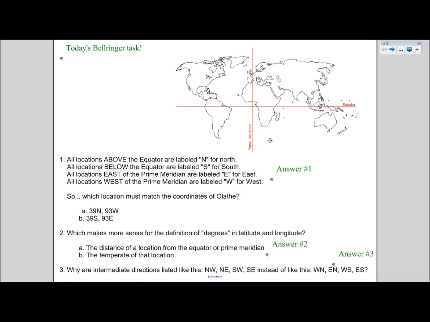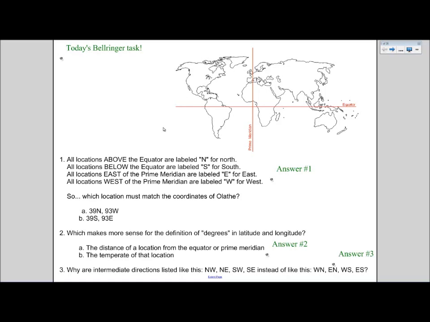Anything below the equator is always labeled degrees south. 20 degrees south, 40 degrees south, 60 degrees south, they're all below the equator. Degrees east and degrees west work the same way but for the prime meridian. Anything east of the prime meridian is labeled degrees east, and anything west of the prime meridian is labeled degrees west.